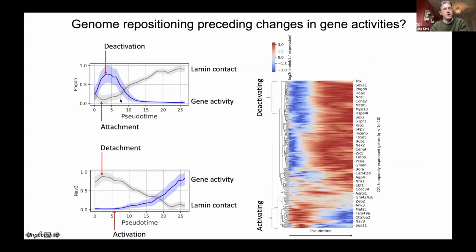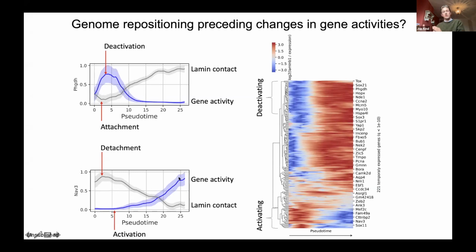Because we also have the corresponding lamina positioning, we can plot the lamina contact for this particular gene. And we see that there's a very nice correspondence between this gene moving towards the lamina and this gene being turned off. Here we imply that the attachment occurs slightly before the activation, but of course we need to do that much more systematically, but we can at least see that there's a very close association between the two. The same for detachment. This is a gene that's only active later on in the neurons, and there we see that the detachment occurs much prior to the activation of this gene.